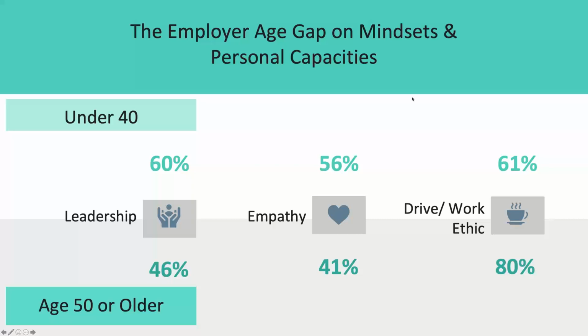Again, looking at those specific capacities and comparing those over the age of 50 in this case to those under the age of 40, those under the age of 40 saw leadership and empathy as more important skills or attributes than those over the age of 40. But those over the age of 50 saw work ethic as more important than those under the age of 40.